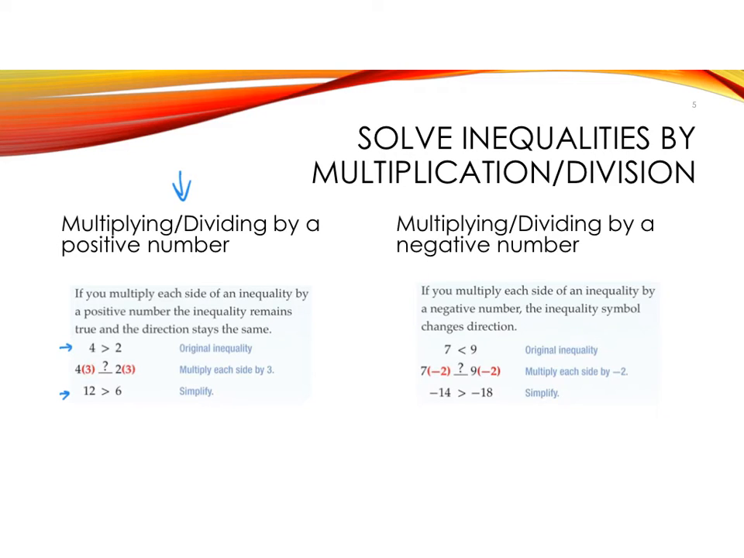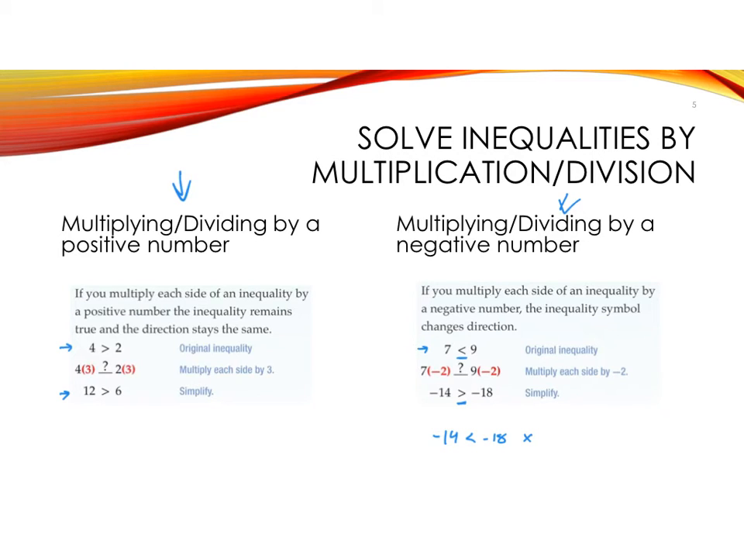However, if I were to multiply or divide by a negative number, things change. So if I were to start off with 7 is less than 9, and I were to multiply each side by -2, the inequality symbol would have to flip to keep the sentence true. So -14 is greater than -18. Notice how the symbol flips. Otherwise, you would have had -14 is less than -18, and that's just not true.